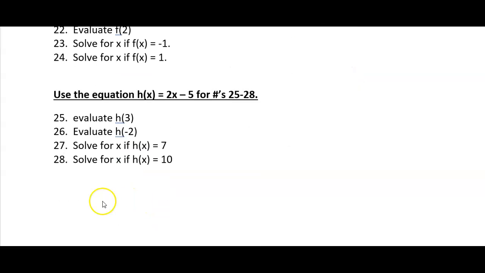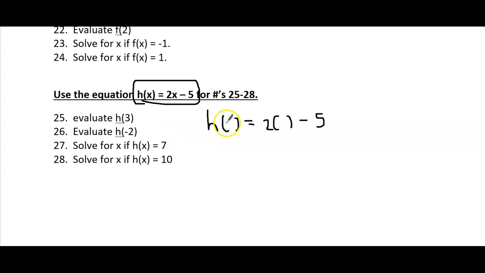Let's go ahead and take a look at number 26. Evaluate h of -2. When you see the number in parentheses, that means you're going to plug it into this equation for x. So h of x equals 2x minus 5, and we're going to plug -2 in for the x. That would be -4 minus 5, which is -9. So there's our final answer for number 26.